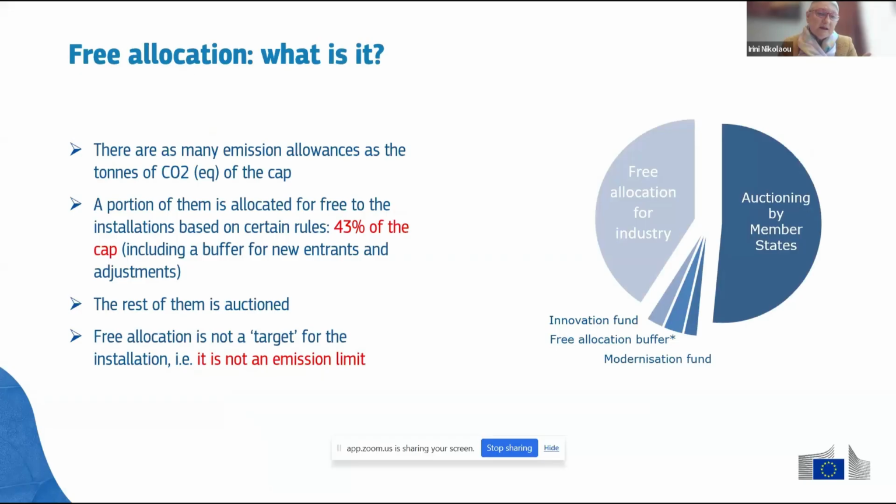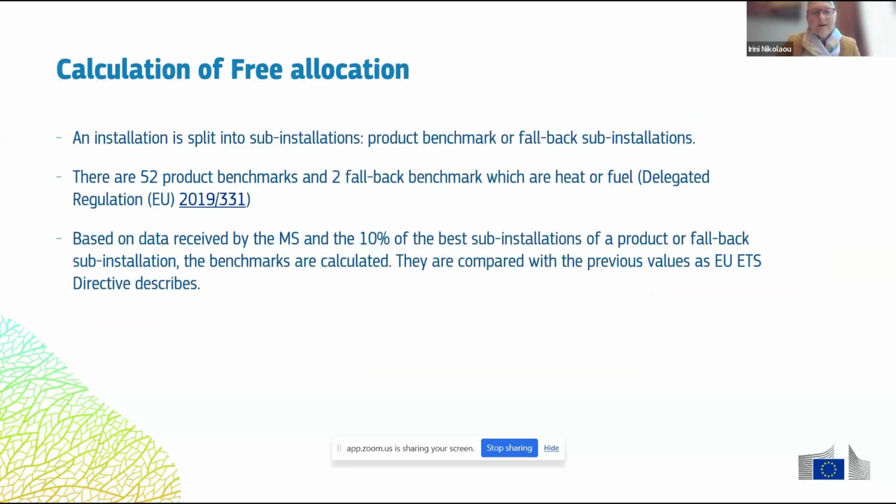So there are as many emission allowances as the tons of CO2 of the cap, and here is the total cap. A portion of them is allocated for free to the installations based on certain rules. 43% of the cap is distributed for free. The rest of them is auctioned, and free allocation is not a target. Let's not forget, I mentioned it in the first slide also, the free allocation is not a target for the installation, and it is not an emission limit. It is what they can receive based on the allocation rules.